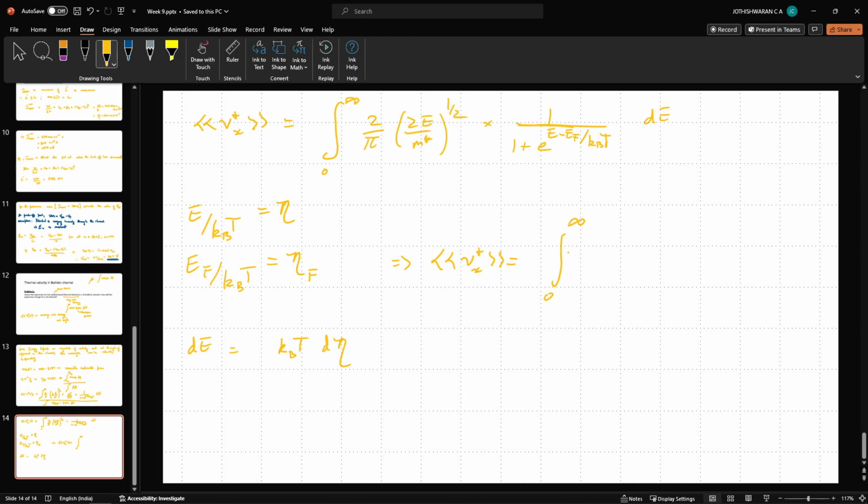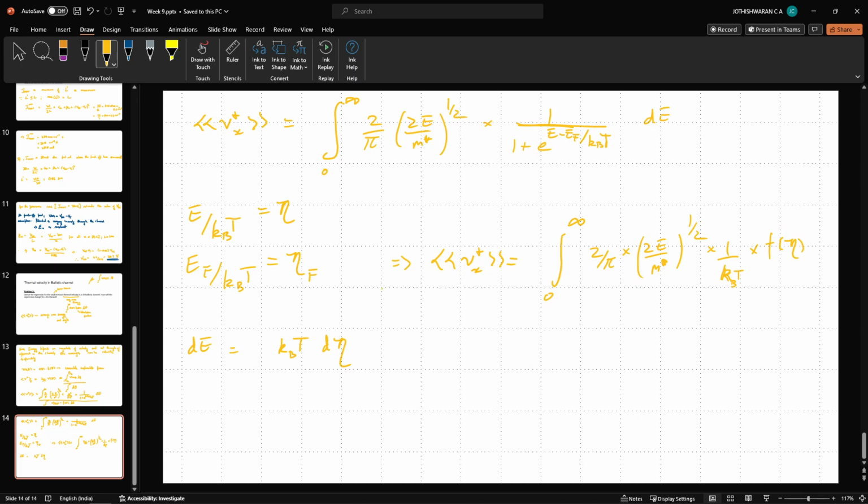Now dE is d eta divided by kBT, so what I have to do is multiply and divide by kBT. That will give us 2 pi into 2 by m star to the power half into 1 by kBT into, now I'm just going to call this f of eta.